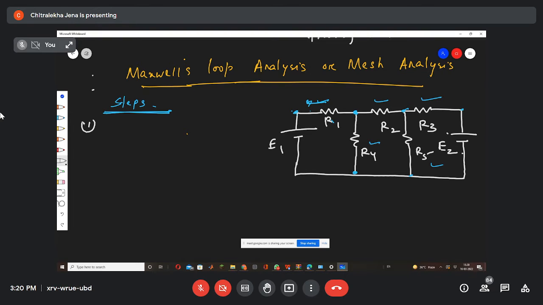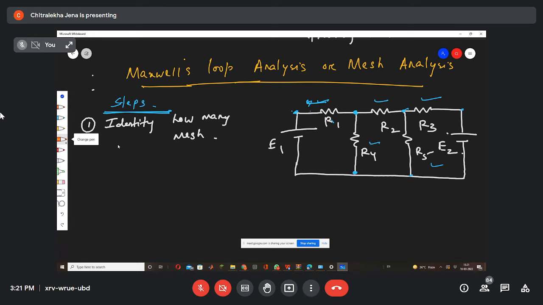You should follow all the steps while you are solving this DC circuit in your exam. So the first step is to identify how many meshes there are. I have told you the definition of a mesh. We identify how many meshes there are. Okay, this is your first step.